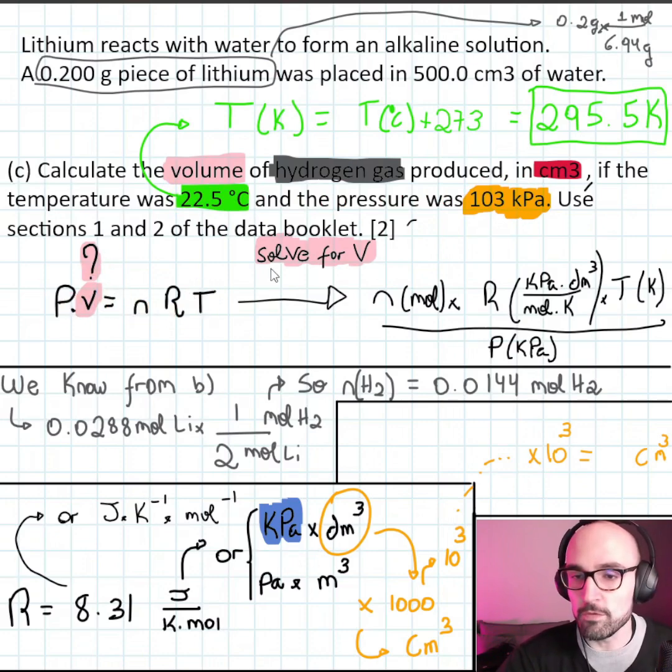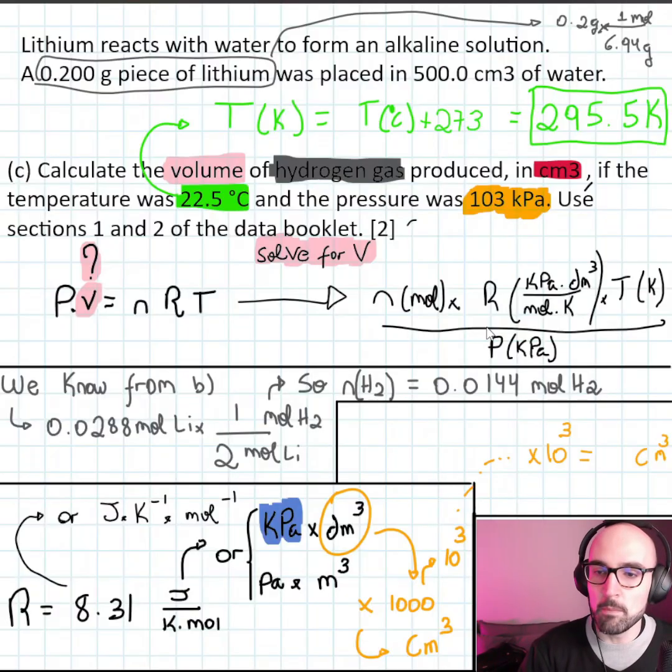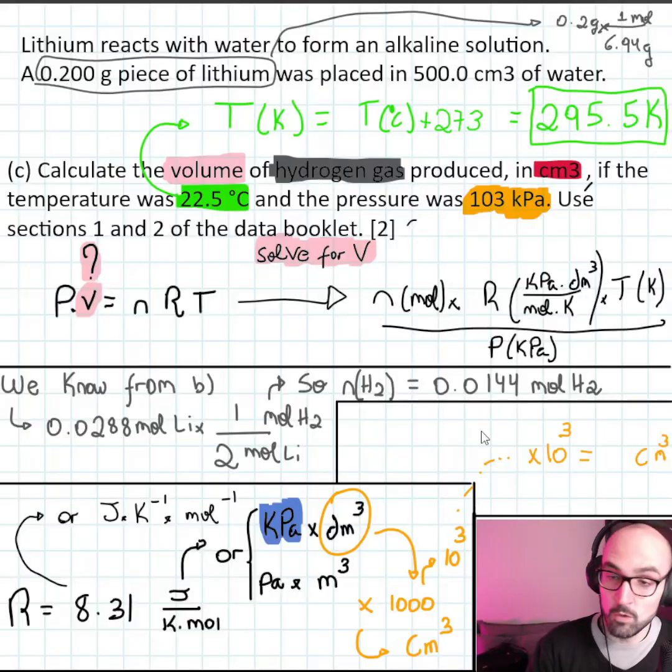We're solving for V, so V is going to be equal to our number of moles, our R, temperature in Kelvin, and pressure in kilopascal. There are 4 things we need to figure out. 1, what number of moles do we use and why? And how do we know? 2, what is up with R? What's with all these units? And why do I need to multiply by 10 to the third, or 1,000, in the end? That's very important. And 3, temperature, how to convert Celsius to Kelvin. Pressure, we're just going to use the number that was given to us.